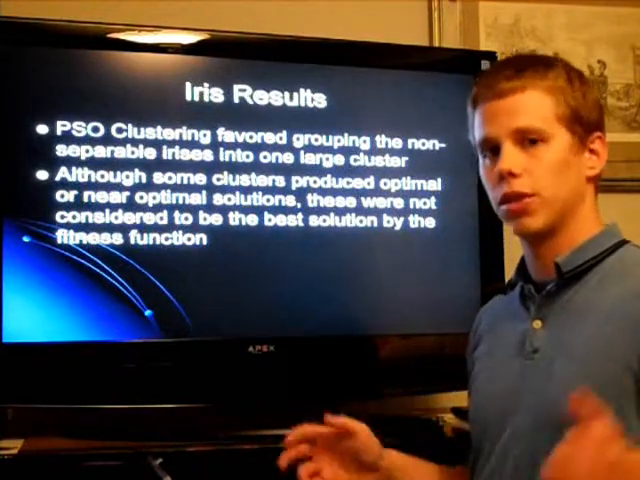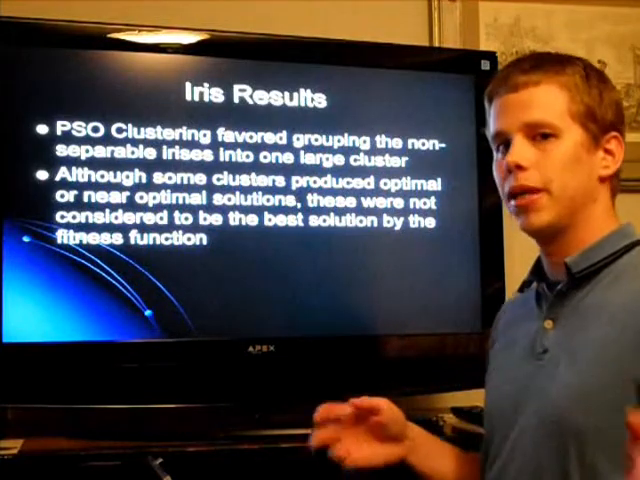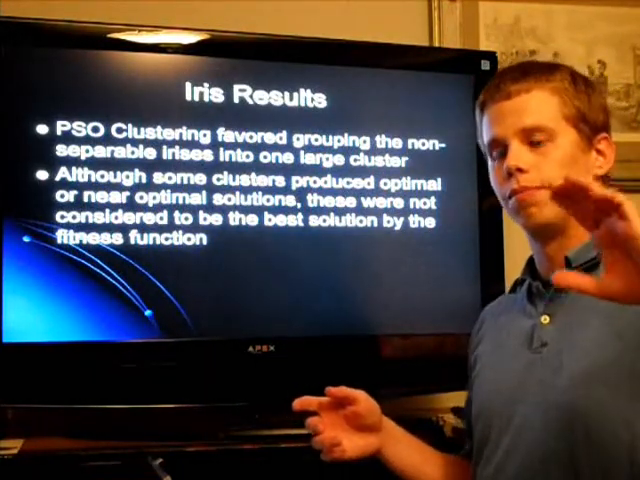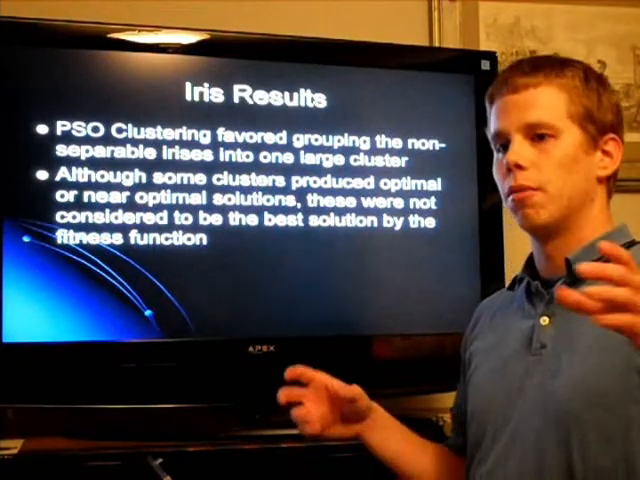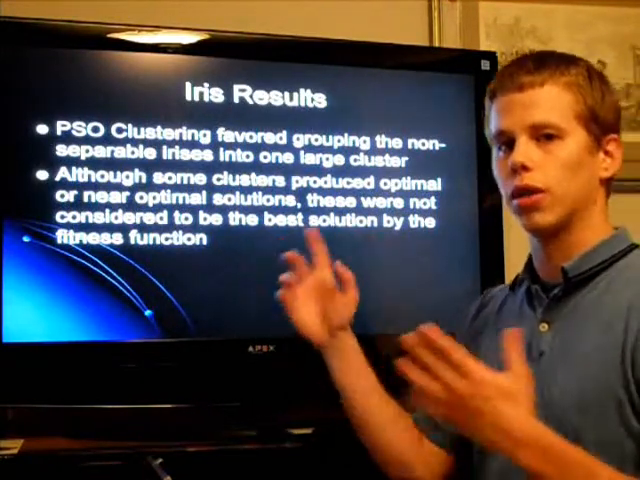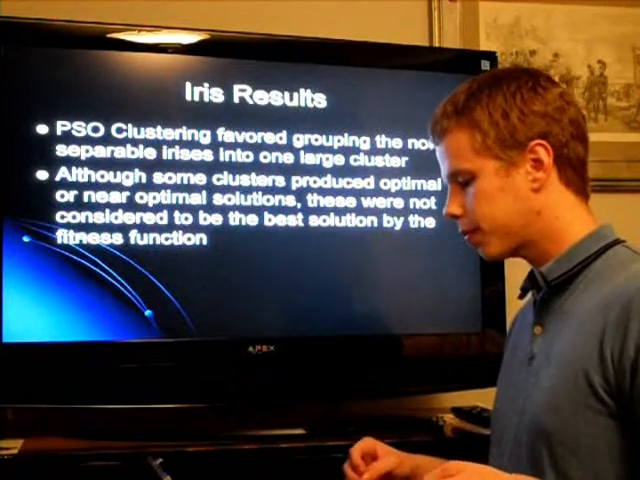Now my results for the iris problem: my PSO algorithm tended to favor separating the one linearly separable group into a group of 50, but instead of putting the other two into groups of 50, it just made it one large group of 100 instances.